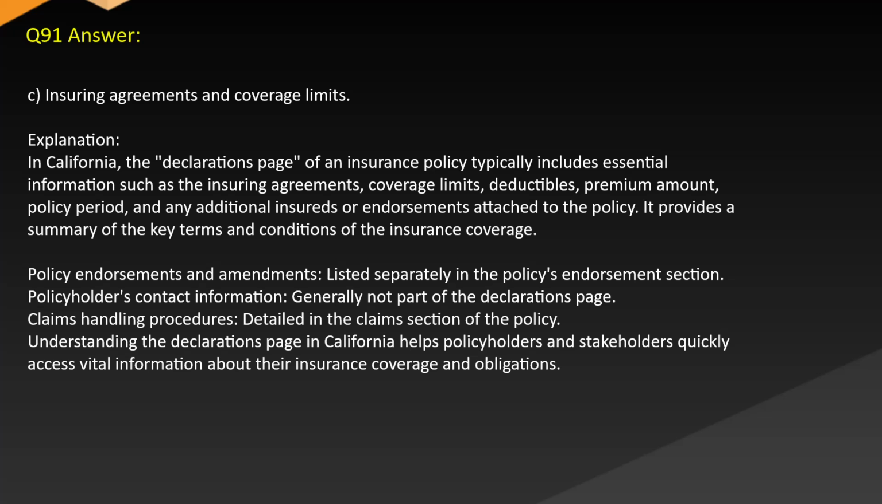Policy endorsements and amendments are listed separately in the policy's endorsements section. Policyholders' contact information is generally not part of the declarations page. Claims handling procedures are detailed in the claims section of the policy. Understanding the declarations page in California helps policyholders and stakeholders quickly access vital information about their insurance coverage and obligations.